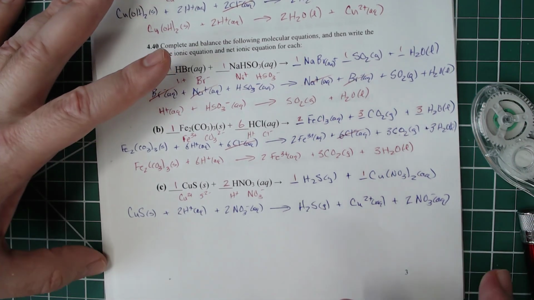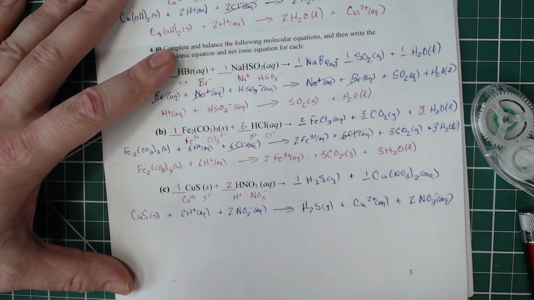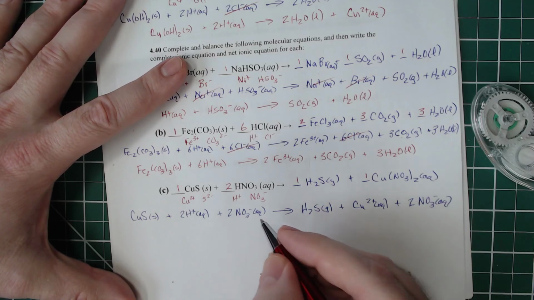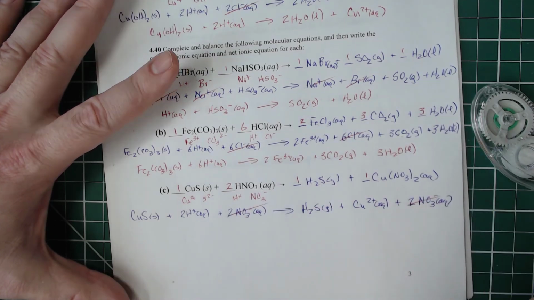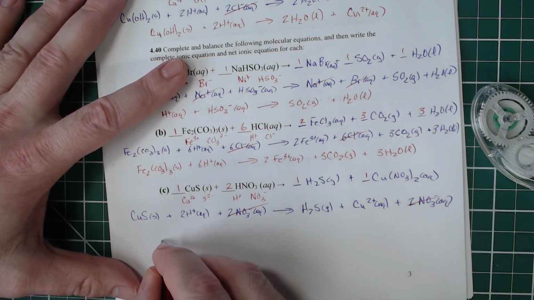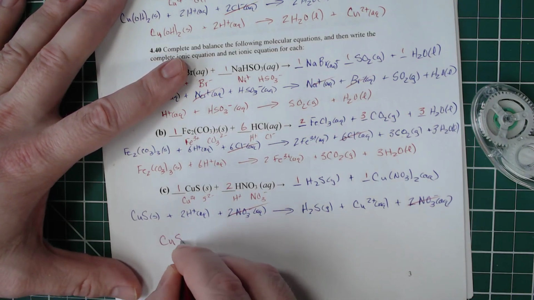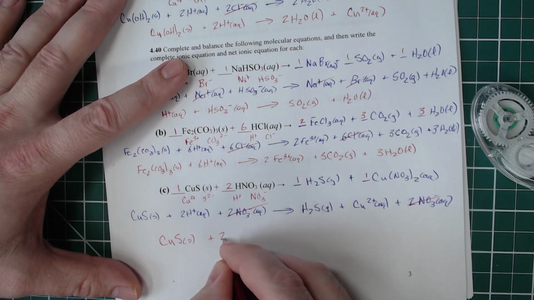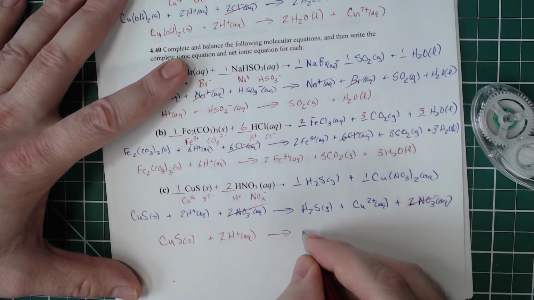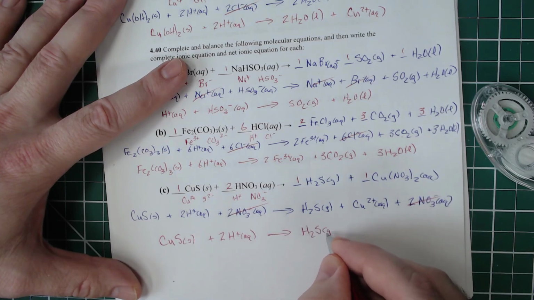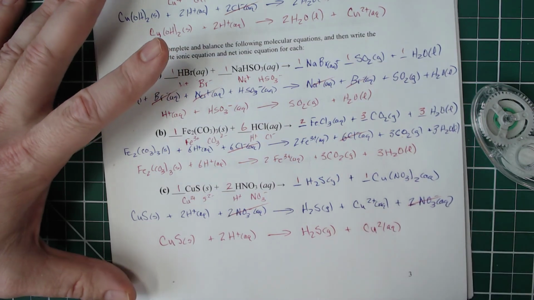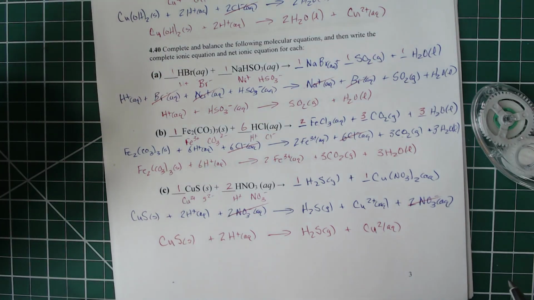Now what we want to do is cancel out any strong electrolytes. Our only spectator ion in this case is going to be the nitrate. And so we'll write what is left over, and that will be our net ionic equation. Copper sulfide solid plus 2 H+ aq. On the product side, we'll get H2S gas plus Cu2+ aq. And that is our net ionic equation.